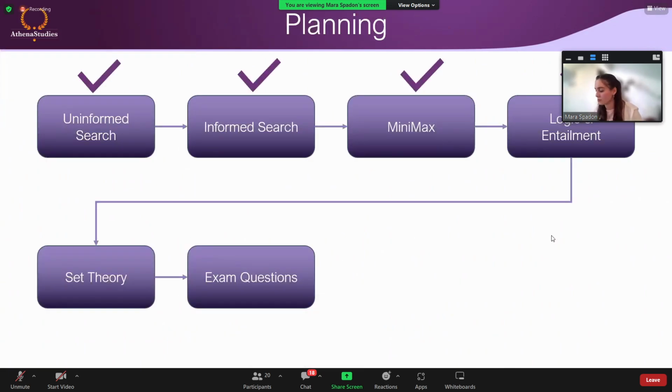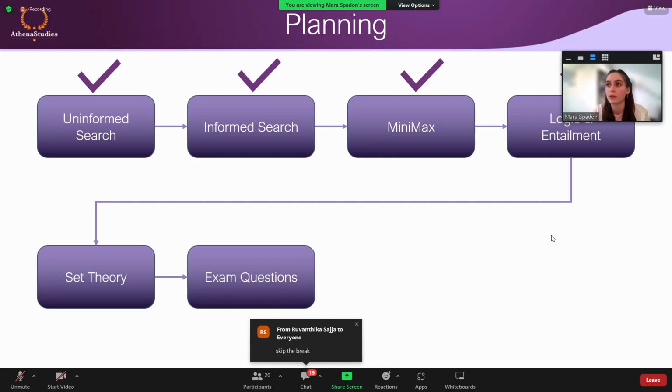So now we have to go through set theory. And we have some exam questions. So do you guys mind if we skip the break, or do you want a 5-minute break after DPLL? Skip the break, yeah, because then we would have more time for the exam questions. So I'm leaving it up to you. Anyone else would rather have a break right now or just go through it? Okay, skip the break. All right, so let's go through set theory.